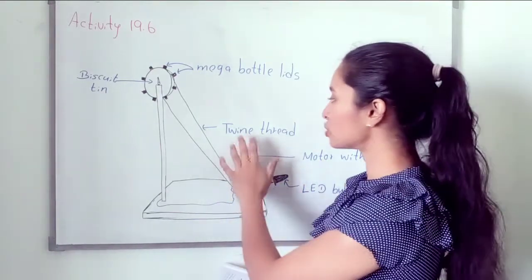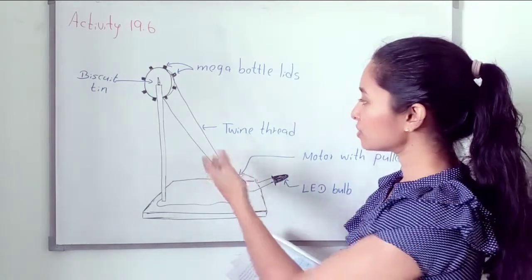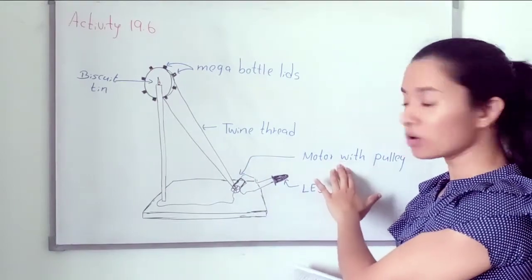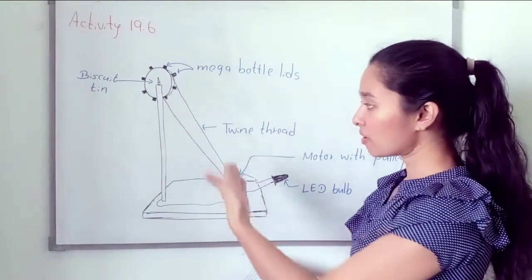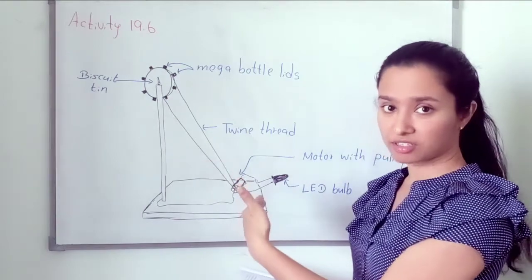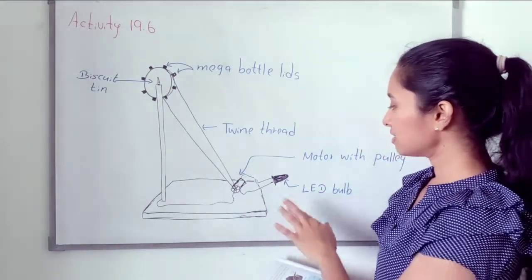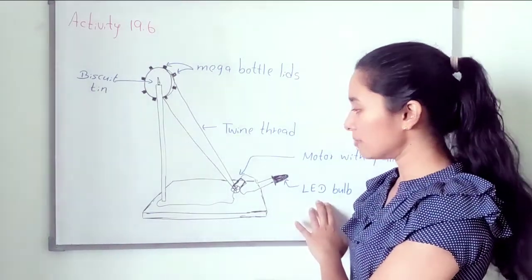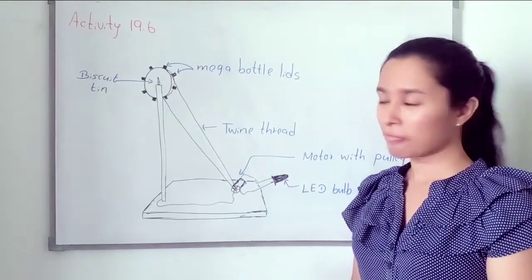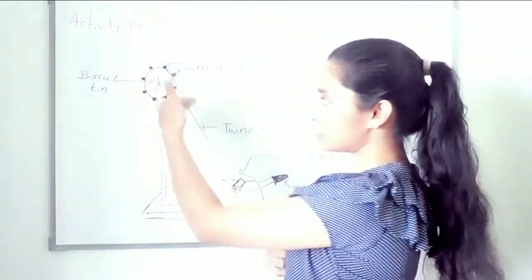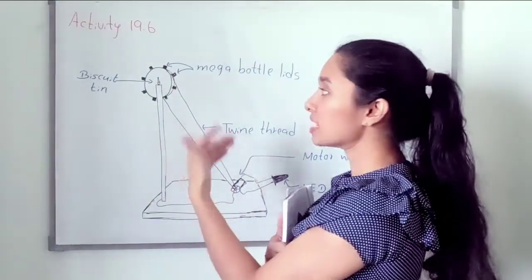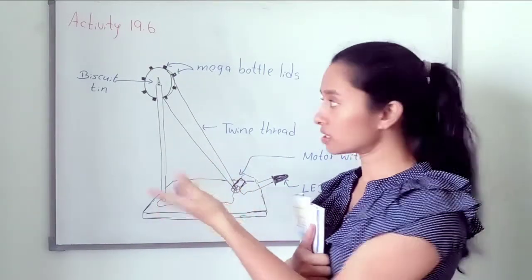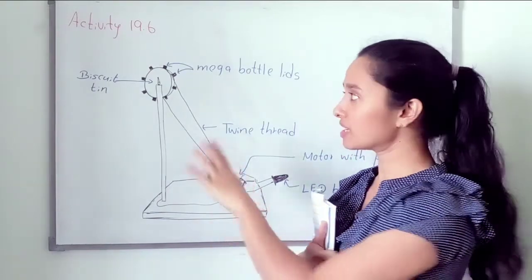Then, using a twine thread, we have to connect this turbine and the motor, because there should be a rotation. Then we take an LED bulb and connect it to the motor. Then we can rotate this small turbine using flowing water. To get flowing water, we can use tap water.